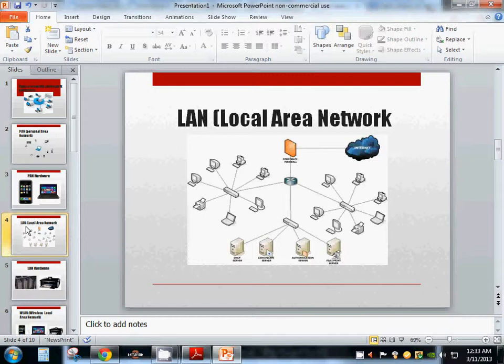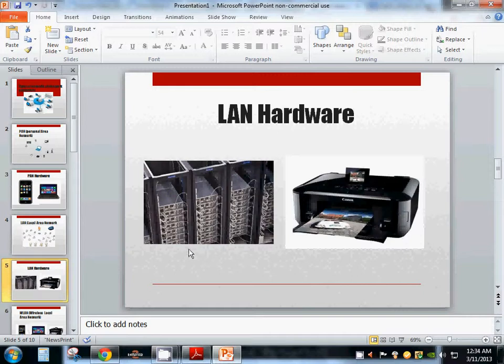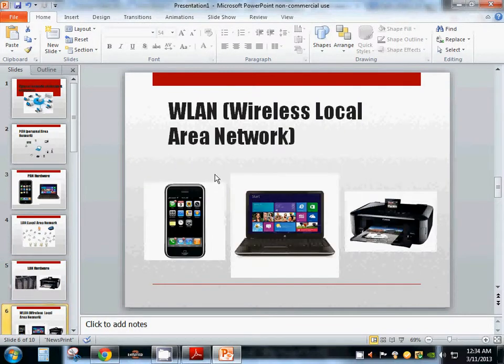ARCNET, Token Ring, and other technology standards have been used in the past, but Ethernet over twisted pair cabling and Wi-Fi are the most common technologies currently used in LANs. And some different types of LAN hardware are your big servers that are connected with cables, and you can connect printers through a LAN wirelessly or through network cables.